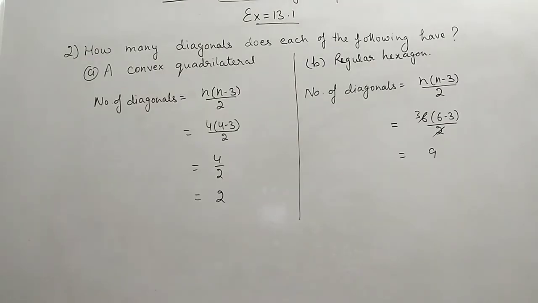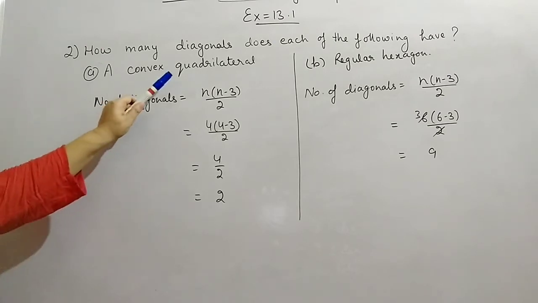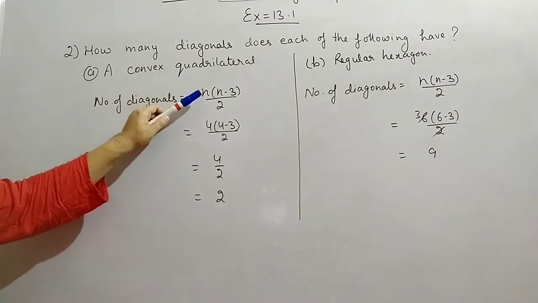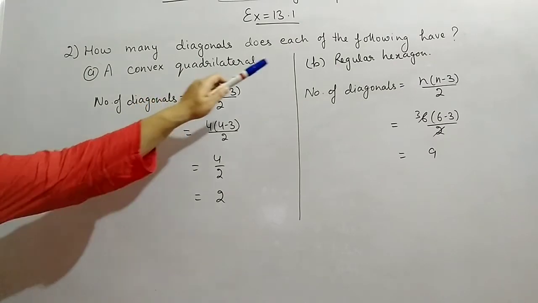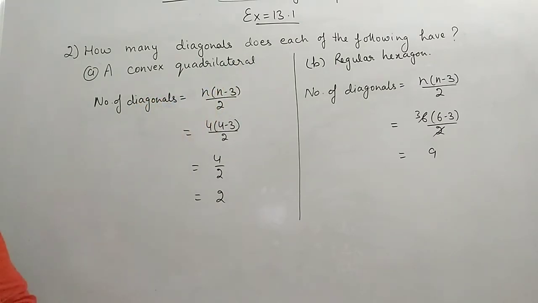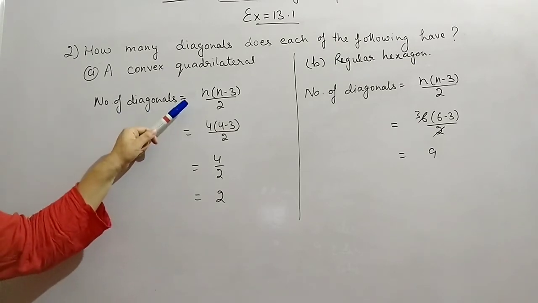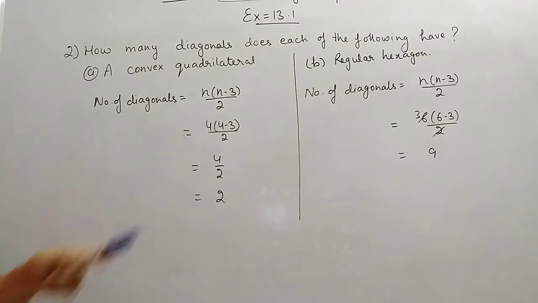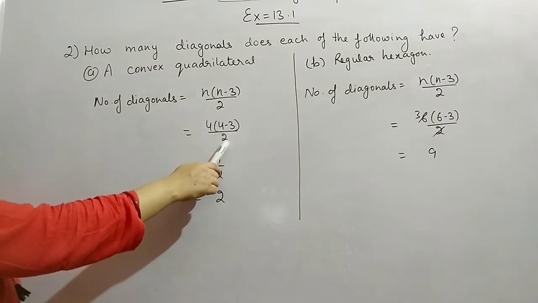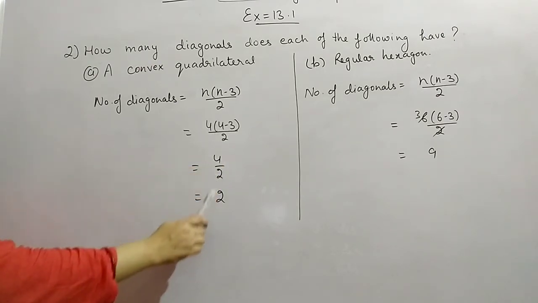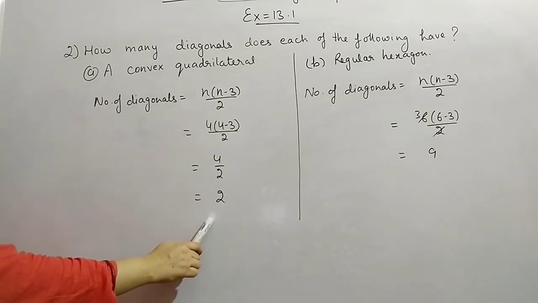Next, question number 2. How many diagonals does each of the following have? First, a convex quadrilateral, and second one is a regular hexagon. Quadrilateral means 4 sides, so the value of n will be 4, and hexagon means the value of n is 6. We will use the formula: number of diagonals is equal to n(n minus 3) by 2. So in part A substitute the value of n as 4. 4 into (4 minus 3) by 2 is equal to 4 by 2. So the number of diagonals will be 2.